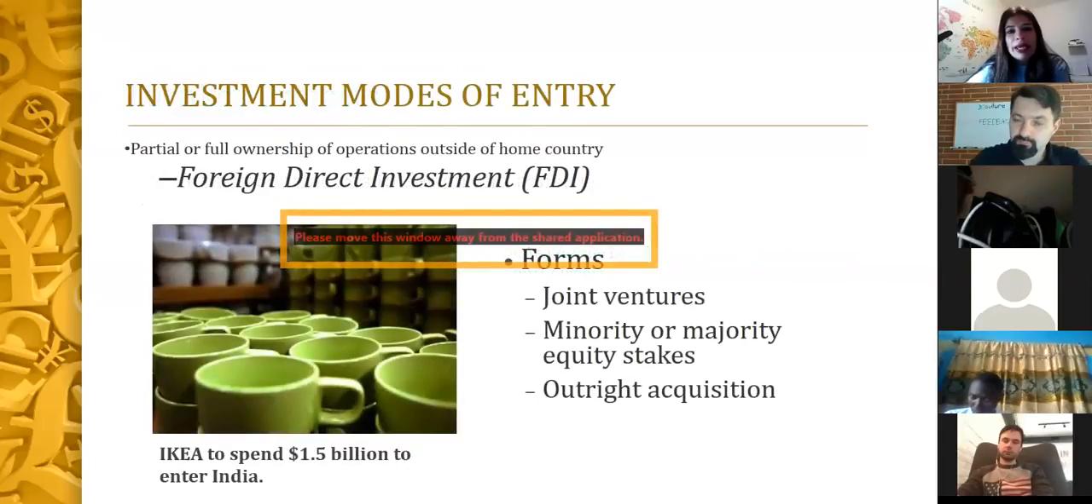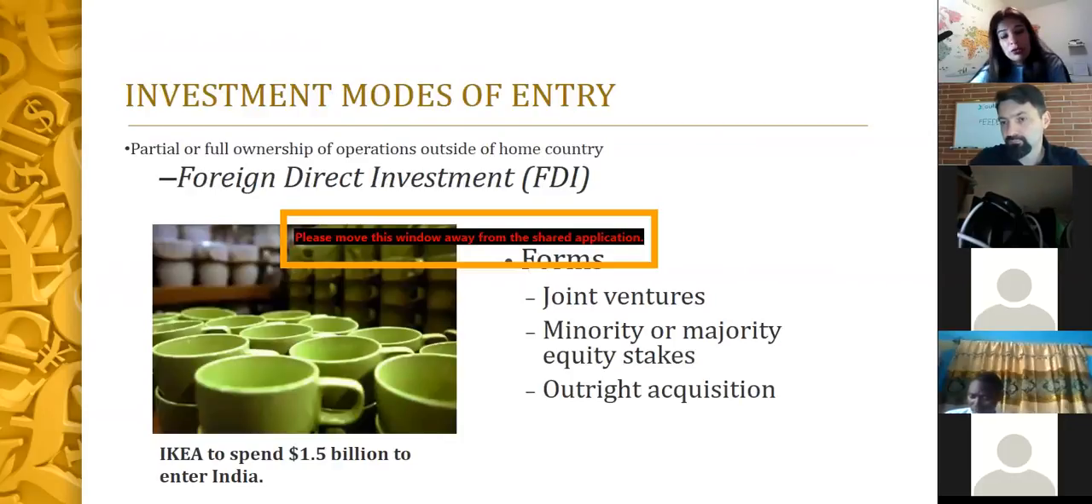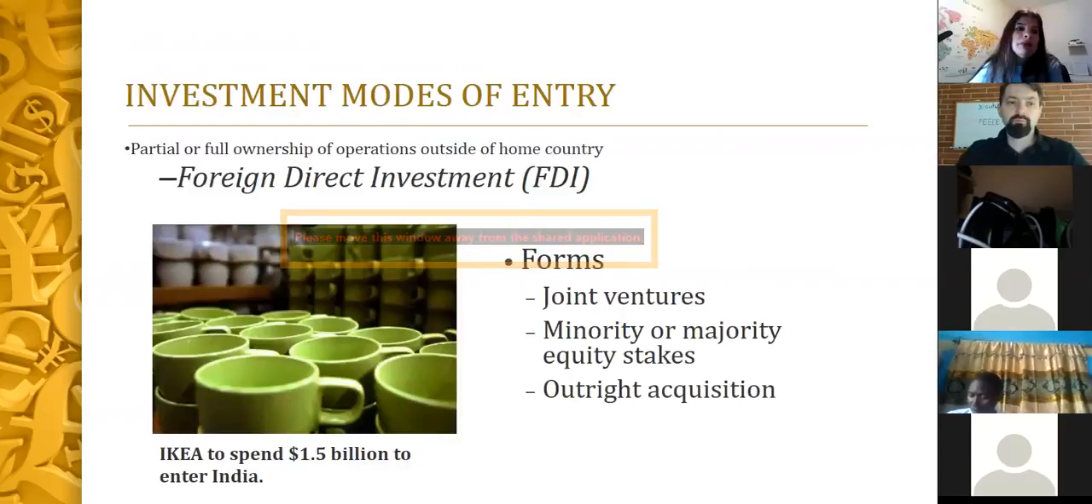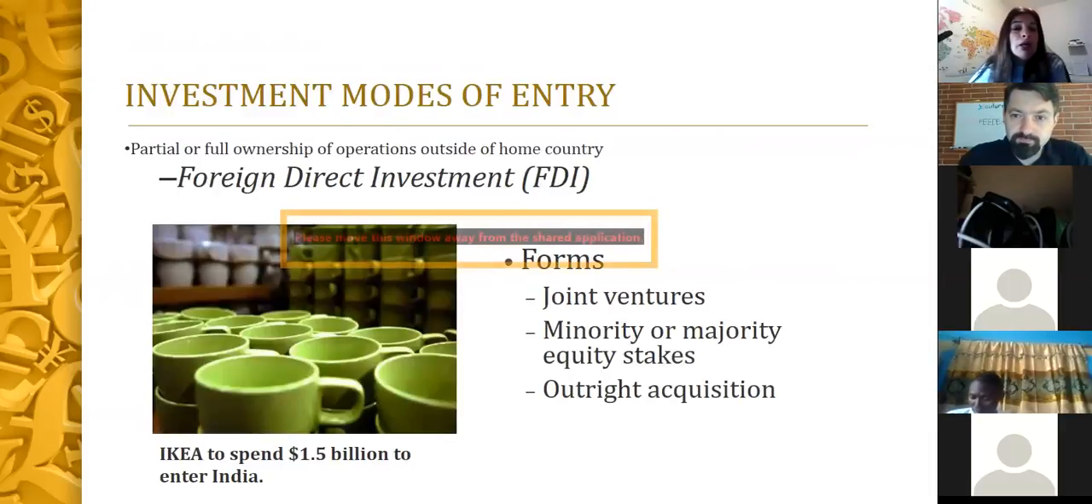Lastly, we have what we refer to as foreign direct investment, wherein the firm is for the first time investing capital, its own capital, into the foreign markets. It could be having full ownership, 100% capital is being invested in a foreign country, or it could be through a joint venture wherein the company is investing a part of the capital and the other partner or partners invest the rest of the capital.